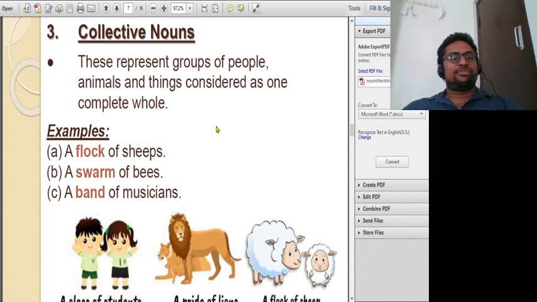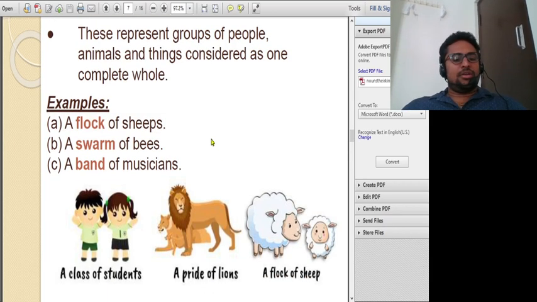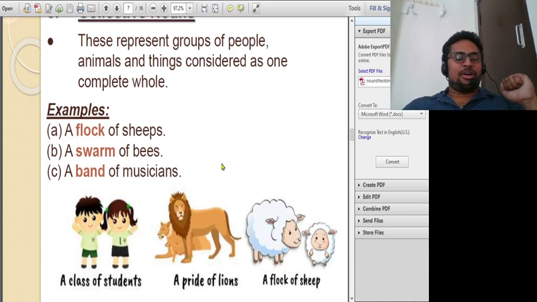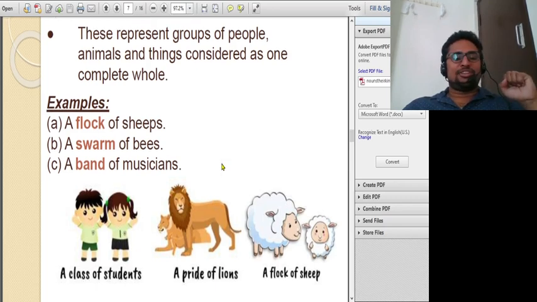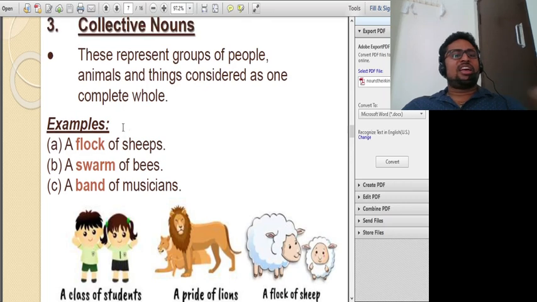Okay, examples for the collective nouns are class, army, flock, police. A flock of sheep. I'm not mentioning particular sheep, I'm mentioning a whole group of sheep, so it is a collective noun.